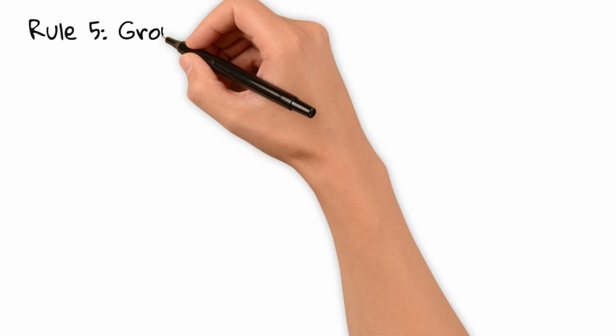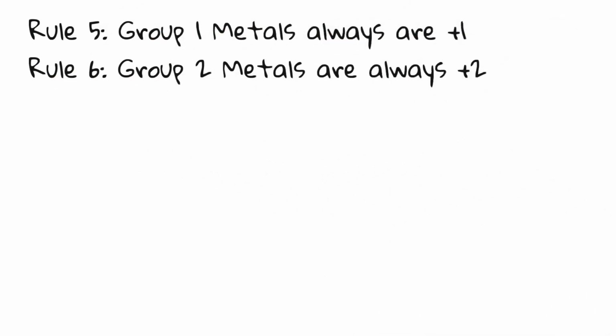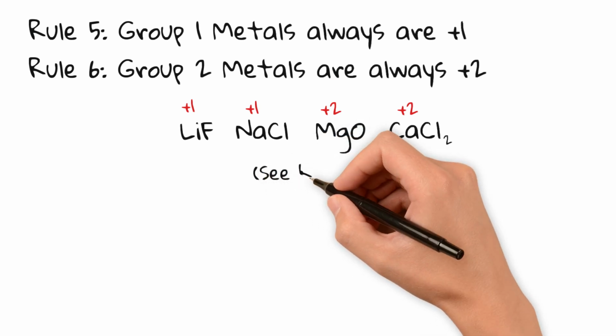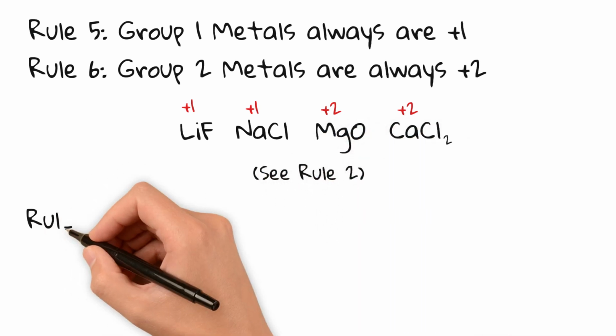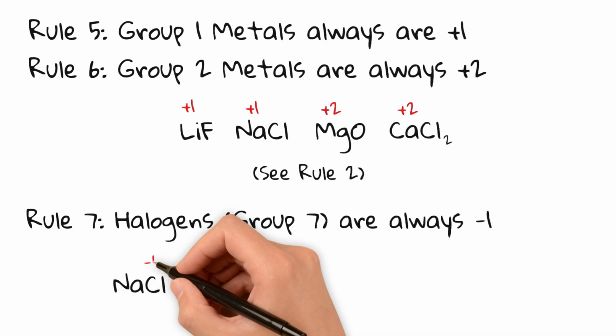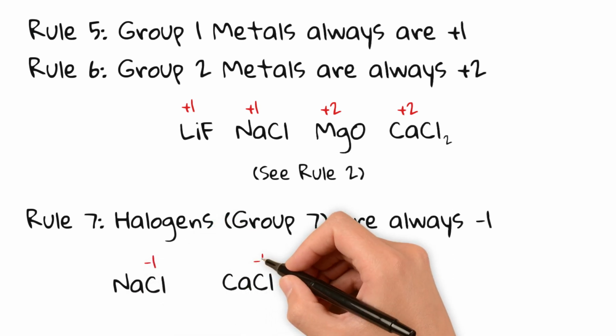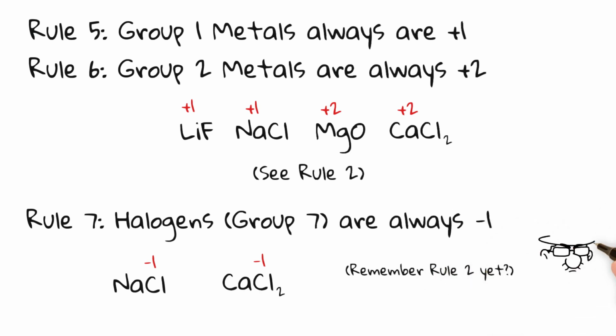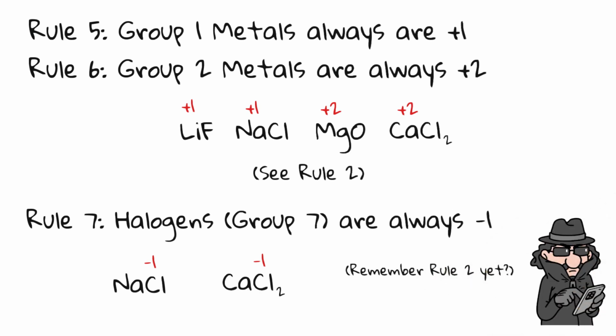Rule 5. Alkali metals or group 1 metals. These guys are always +1, no exceptions. Rule 6. Alkaline earth metals or group 2 metals. Same deal, these are always +2. Chemistry loves consistency here. Rule 7. Halogens or group 7. Halogens are usually -1, unless they're paired with something more electronegative like oxygen. Then they lose their thunder.